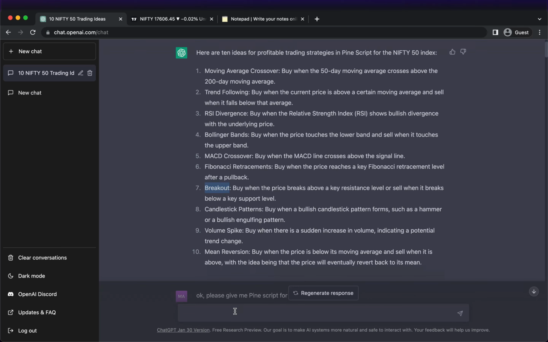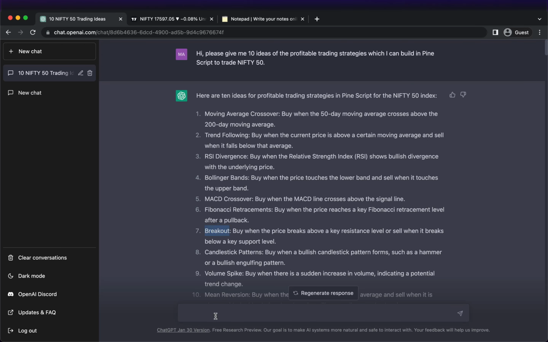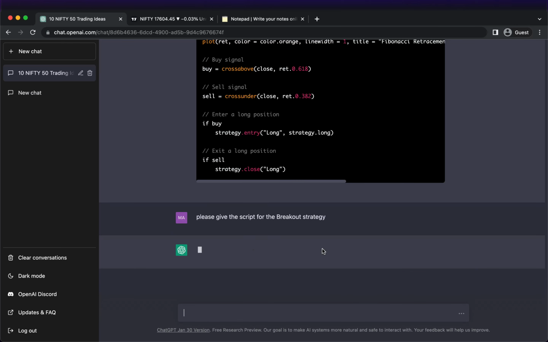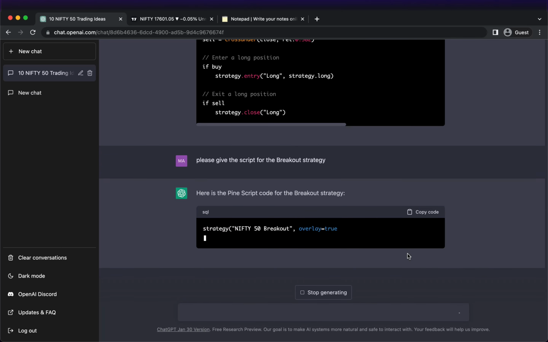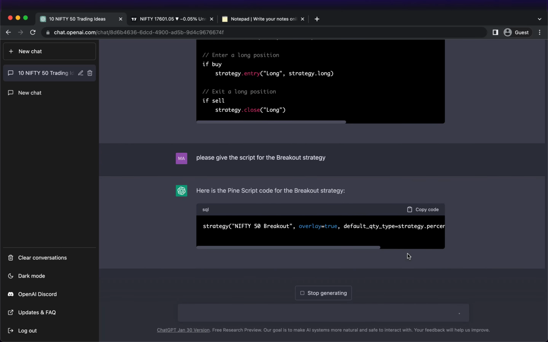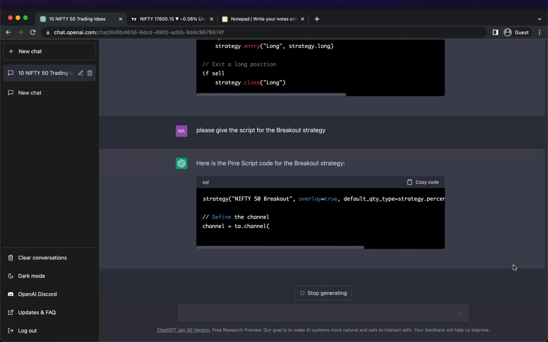which will be the breakout strategy. Okay, let's now check how ChatGPT will create the breakout strategy for us. So let's ask, please give us a script for the breakout strategy, and let's see what the outcome will be. Probably there will be some mistakes again, but yeah, I will fix them. No problem.